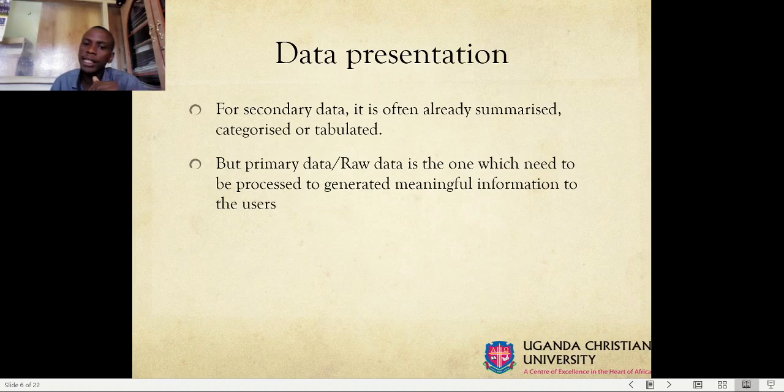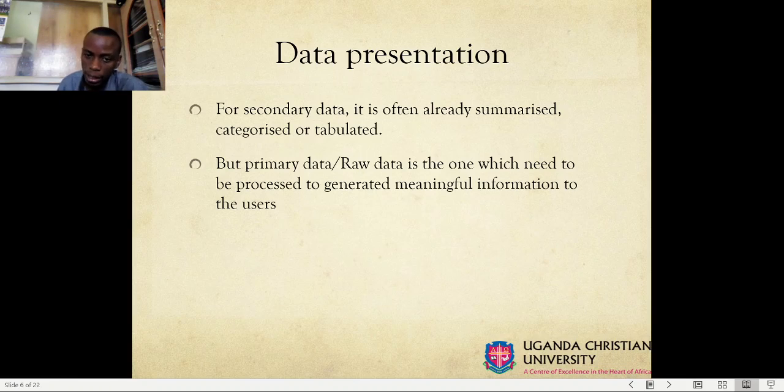Okay, we are saying secondary data is at times already summarized. At times, like the one you get from UBOS, there's some which is not summarized into tables or graphs, which is in its, should I say, raw form. The way people give the answers, and it's for you to present it. But primary data, raw data, is the one which needs to be processed. Okay, so the raw data generates meaningful information.